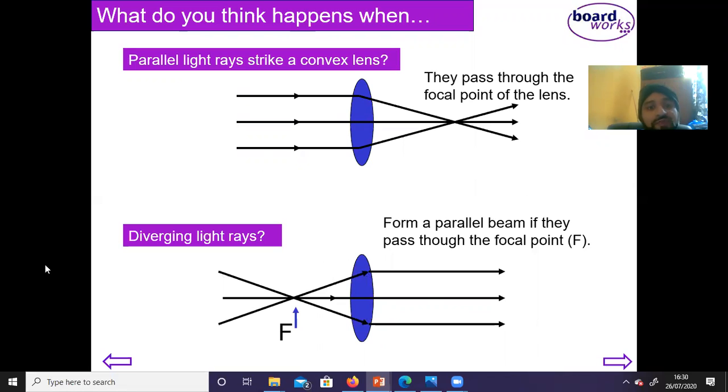So if you have diverging light rays, diverging means they come in from different angles, okay? What the convex lens will do is straighten them out and make them all parallel. If you have parallel light rays, what the convex lens will do is bend them and make them all converge to a single point, okay? So this is what we covered in last week's lesson. We're just recapping it, that lenses bend light in particular ways.